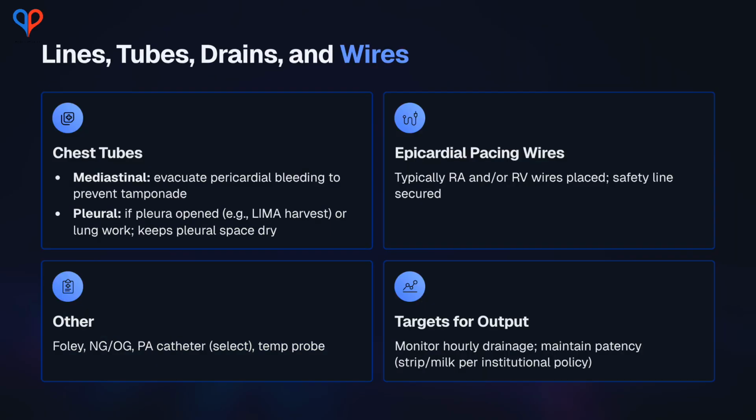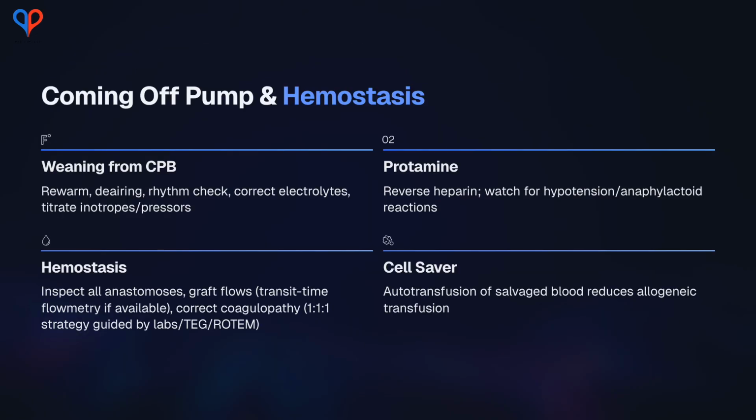At closure, mediastinal drains prevent tamponade, and pleural drains evacuate air and fluid when the pleura is opened. We routinely place epicardial pacing wires, atrial and/or ventricular, for rhythm support and diagnostics. Vigilant monitoring of tube output and patency is critical in the first hours. Coming off pump, we rewarm, optimize electrolytes, correct potassium and acid-base balance, and titrate vasoactives to meet perfusion targets.